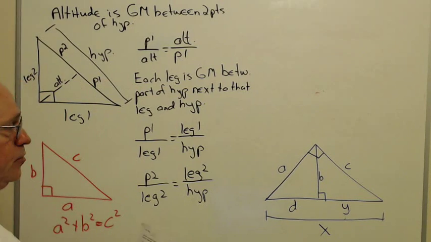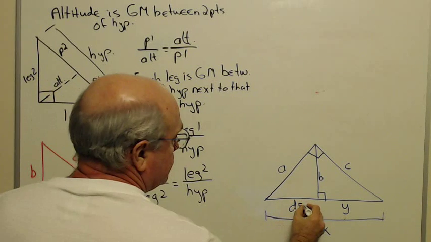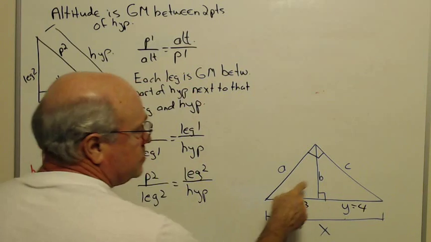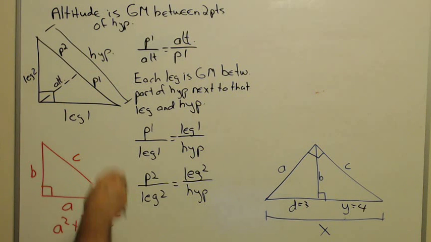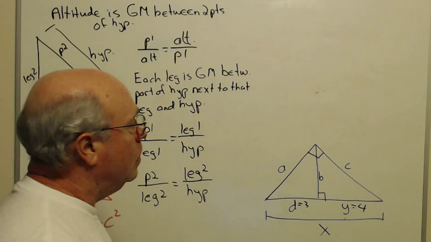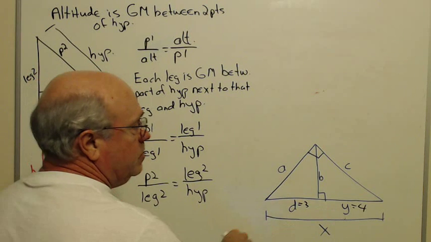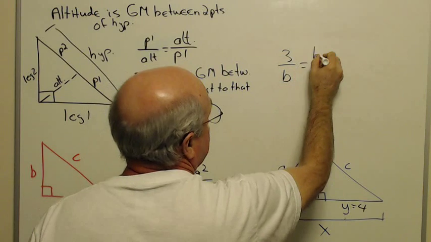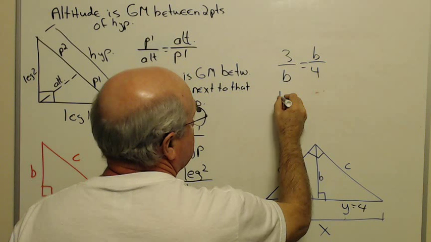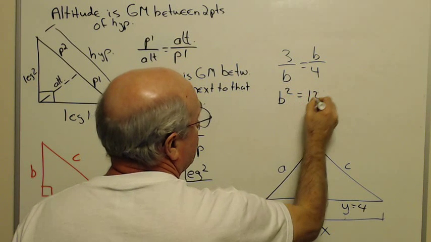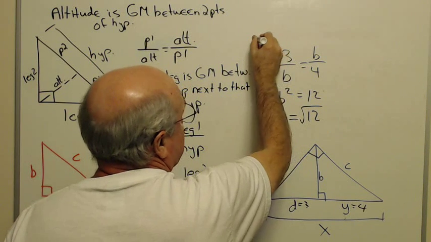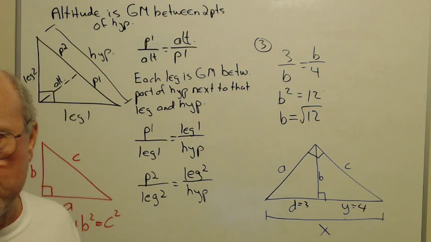And on problem number 3, you're given that D is 3, Y is 4, and you're asked to find B. Well, we'll be using the rule about the altitude because B is the altitude. So B is the geometric mean between 3 and 4. That's 3 over B equals B over 4. B squared is 12, and B is the square root of 12. So since you didn't have to simplify on this problem, you're done.